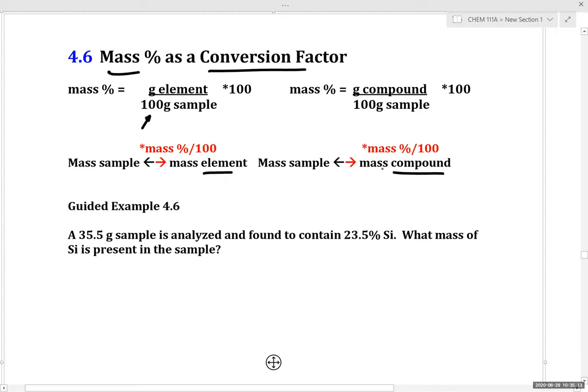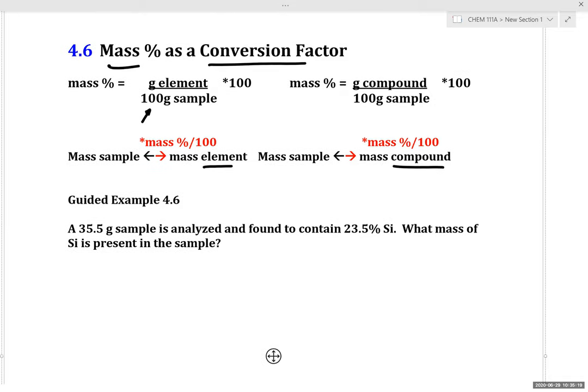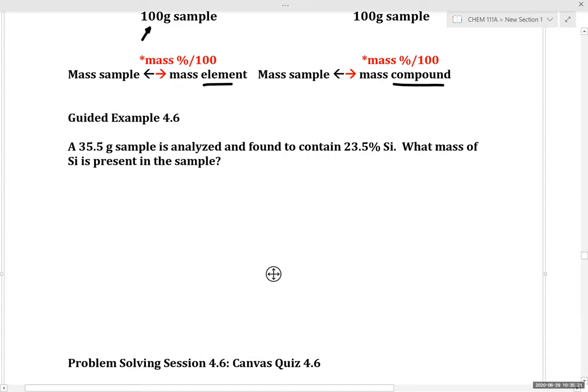Let's show an example about how we can calculate the mass of an element found in a sample. Suppose we have a 35.5 gram sample that has 23.5% silicon. We're trying to go from grams of sample to grams of silicon, so grams of a sample to the mass of our element in that sample.